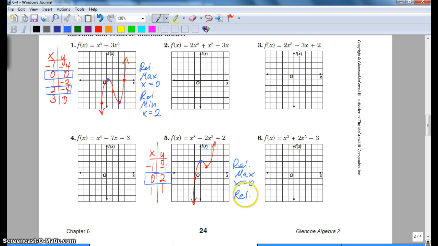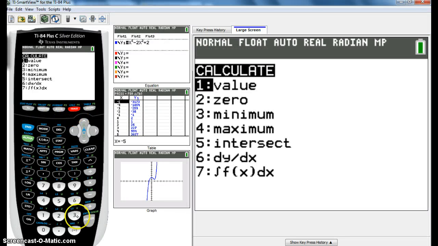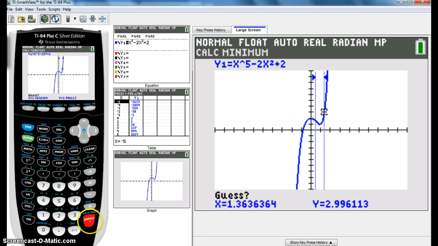And then the relative min, as our prediction was at the get-go here, will have an x-coordinate of 1 and a y-coordinate of 1. Let's go ahead and use our graphing calculator one last time. Second trace. Option number 3 for minimum. Scroll to the right. I'm going to hit enter roughly here. Scroll to the right again. Again, you want your left and your right bound to be to the left and to the right, respectively, of the value that you're trying to find. Hit enter, and then enter again.